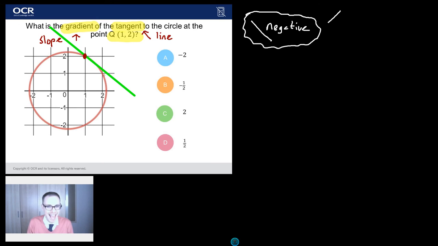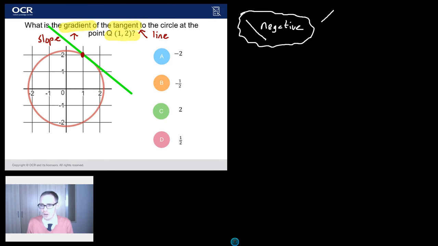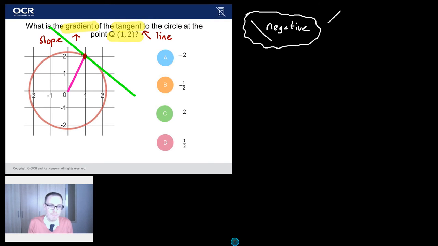Well, I could start trying to estimate it and drawing triangles, but I don't want to be doing that because I want to be precise. So I've got to know a little fact about the radius of a circle and where it meets the tangent to the circle. So let me get my little straight line drawer back. And let me draw in the radius of the circle. Now you can kind of guess what's going to happen here from my diagram. But a mathematical fact is that the radius of the circle forms a 90-degree line with the tangent to the circle at that point.